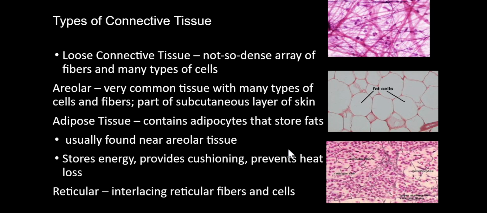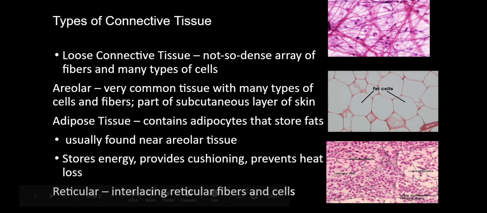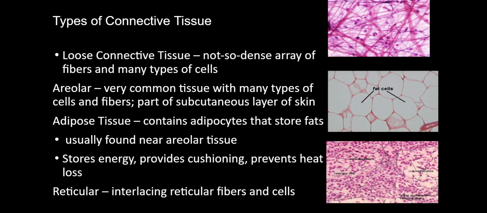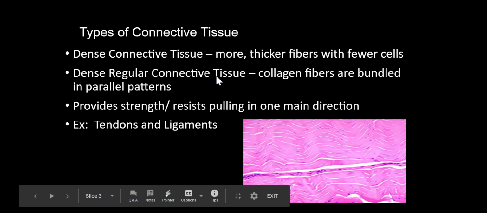Okay. And then reticular tissue is kind of the inside of organs like your liver or your pancreas. It's got some fibers that are kind of creating a framework for the cells to latch onto. But again, it's not very strong. This is loose connective tissue.